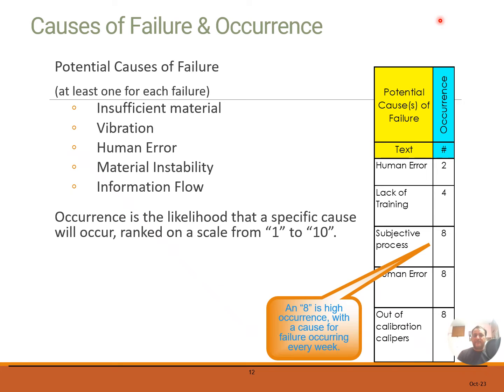Occurrence is defined as the likelihood that a specific cause or mechanism will occur. Removing or controlling the cause or the mechanism through a design change is the only way a reduction in the occurrence ranking can be affected in design FMEA or DFMEA. The likelihood of occurrence is ranked on a 1 to 10 scale, where 1 is the lowest and 10 is the highest.